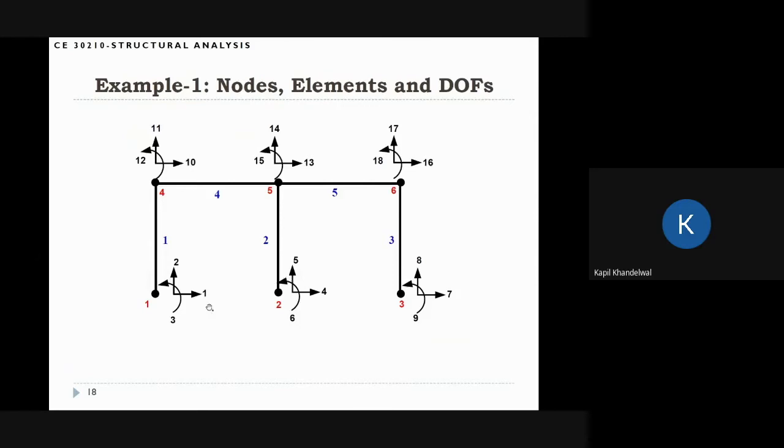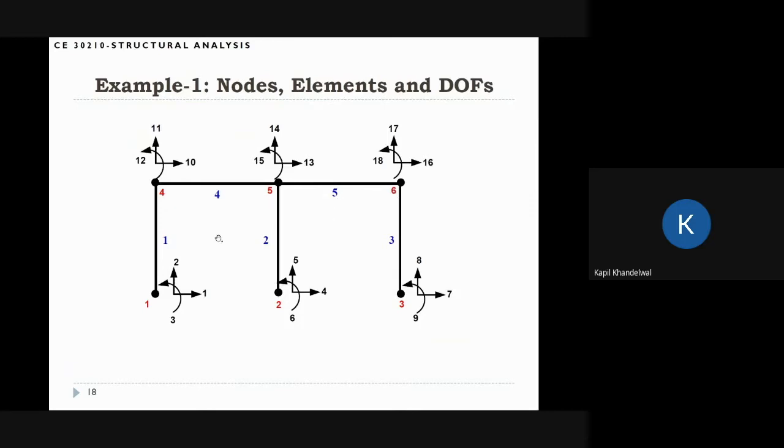So I put 6 nodes, 1, 2, 3, 4, 5, 6, and then I have 3 columns. So this is the first column, second column, third column, and 2 beam members, 4 and 5. So these are the members I have in this case. You can see that the first member is between 1 and 4, the second member is between 2 and 5, the third member's connectivity is 3 and 6, the fourth member's connectivity is 4 and 5, and the fifth member's connectivity is 5 and 6.